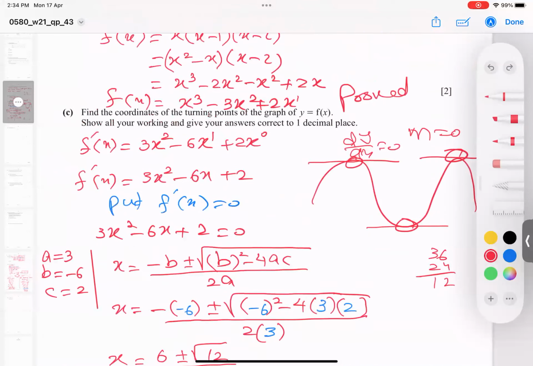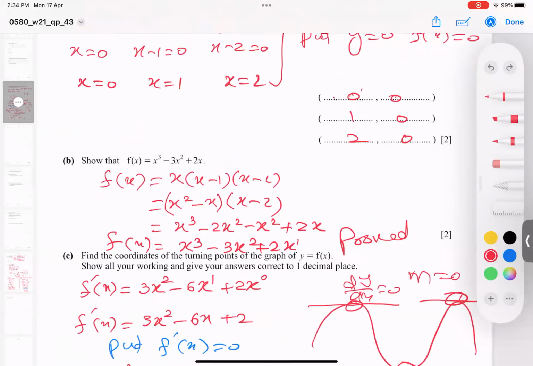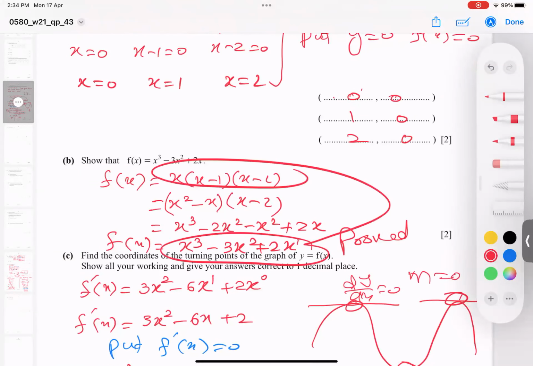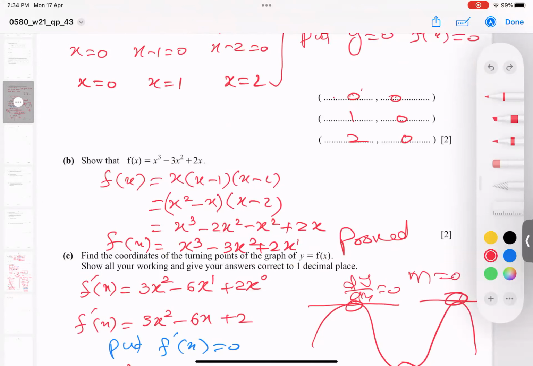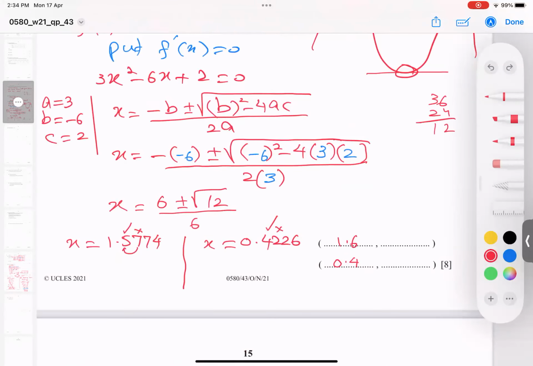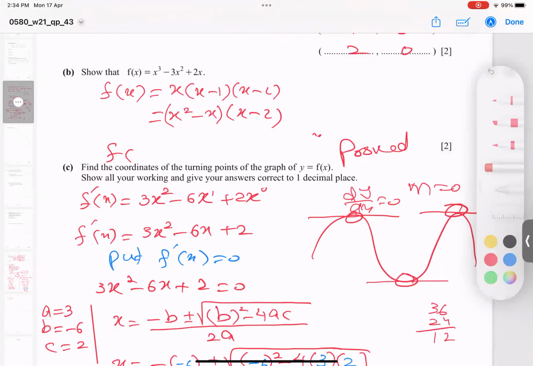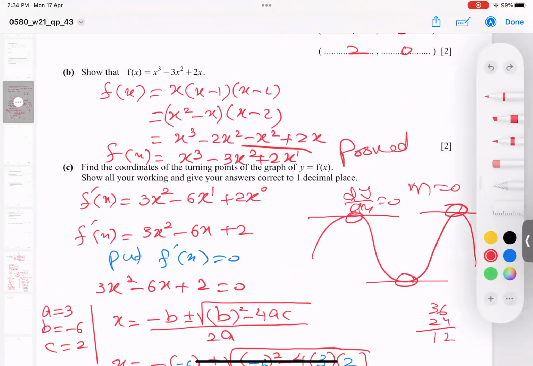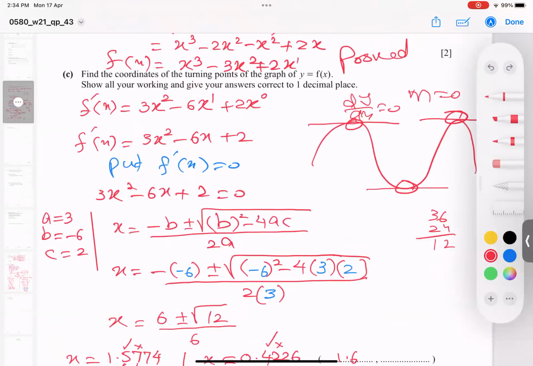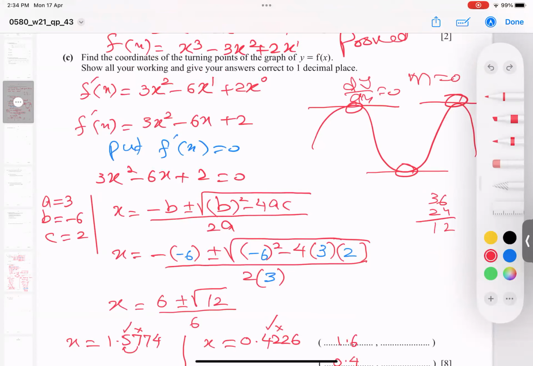And for the y values, those x values you plug in either here or here. No problem at all. So which values? 1.5774. I'm going to put it here, okay? Which part? Sorry, this equation. So let's start. I'm typing on my calculator only. I save my time.